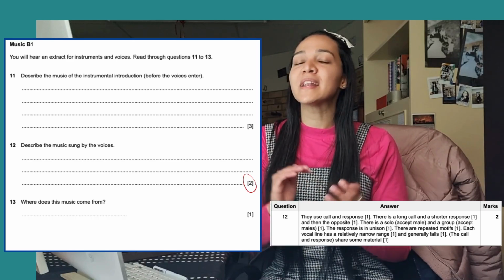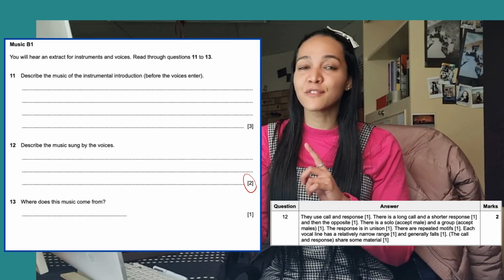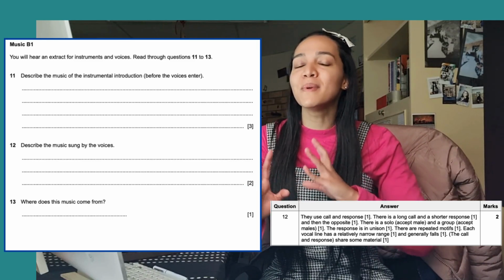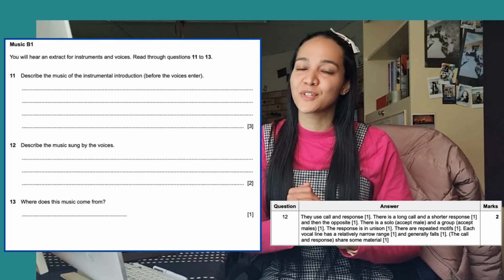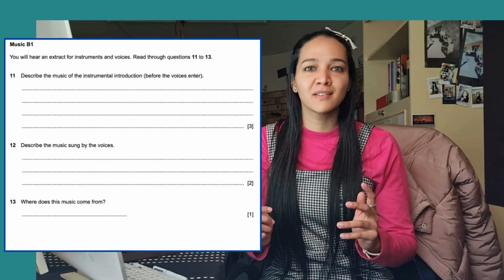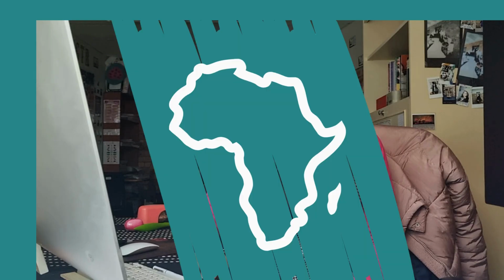So we're going to go ahead and listen to the music again so that we can focus on the introduction, the instrumental introduction, and then we can answer question 11, describe the music of the instrumental introduction. Here we go. Music B1, second playing.